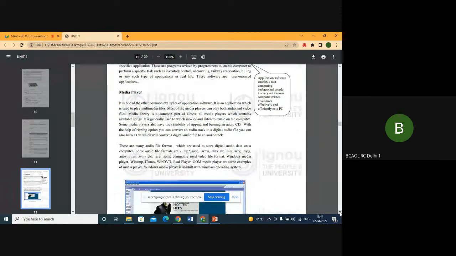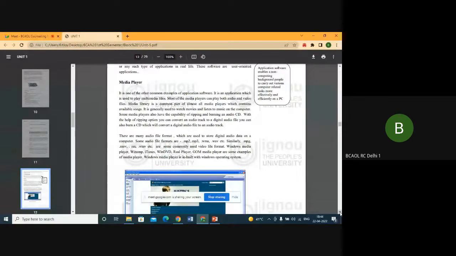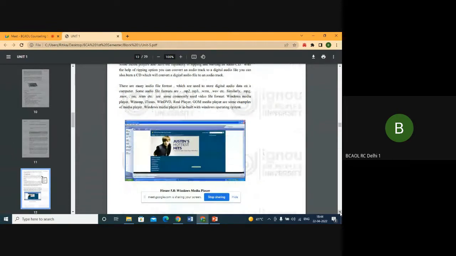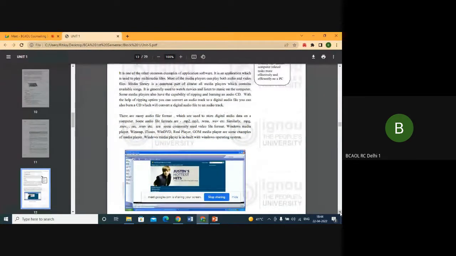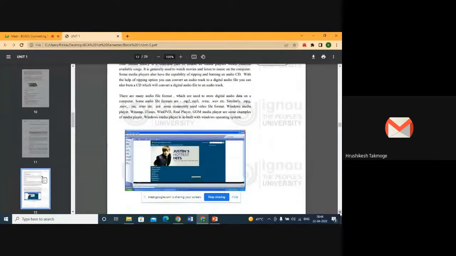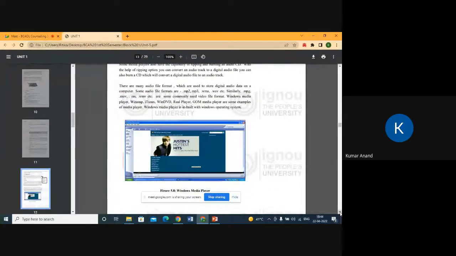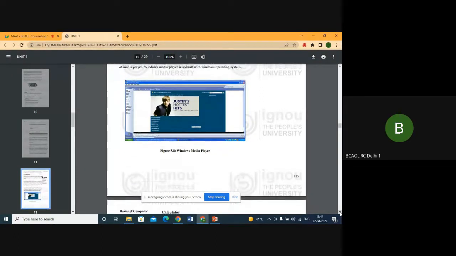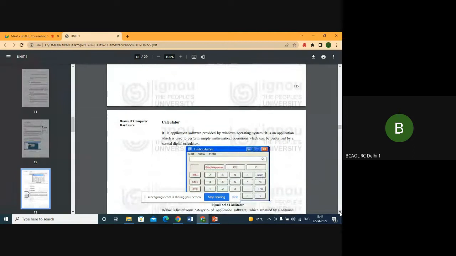Then you also have media players for listening to audio and video, right? Do you know some extensions of audio video files? MP4, yes. MKV, MP3, MP4, WMA are there. You should know all the file extensions.